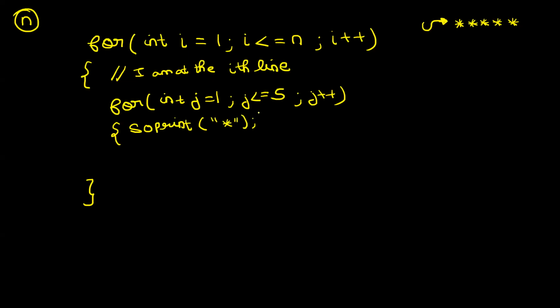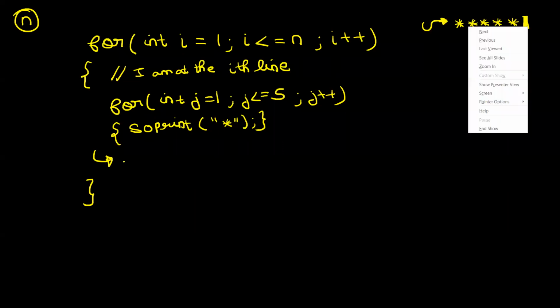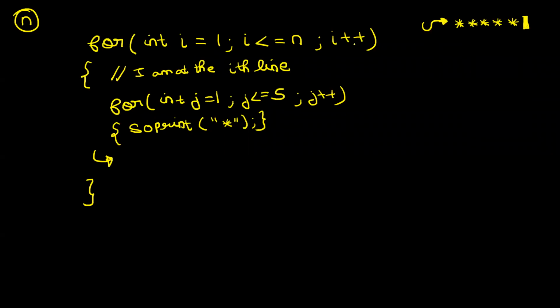So do you agree, guys? When this for loop is terminated, 5 stars are printed on line number 1 and my cursor is here. Do you all agree? The 5 stars have been printed on line number i and my cursor is here. So when I go to the next iteration of the outer for loop, I will be moving to the next line. Before moving to the next line, I want to bring my cursor also down.